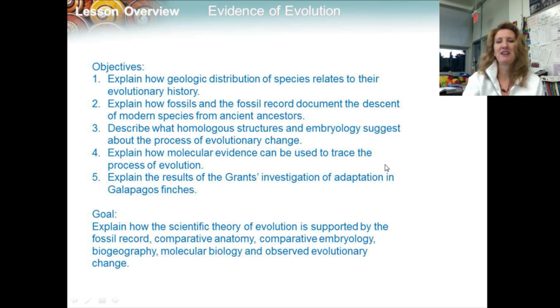Those were our 5 objectives. The geologic distribution, all evidence of evolution: geologic distribution, fossil record, homologous structures, embryology, molecular evidence, and actual observation that the Grants saw. They all support how the scientific theory of evolution is supported by fossil record, comparative anatomy, comparative embryology, biogeography, molecular biology, and observed evolutionary changes.